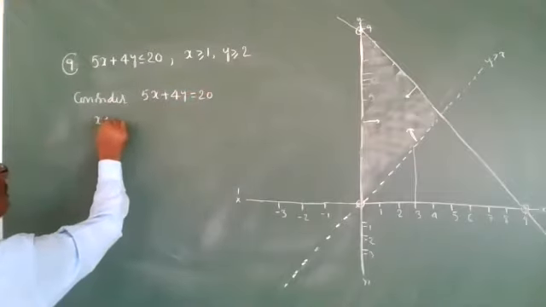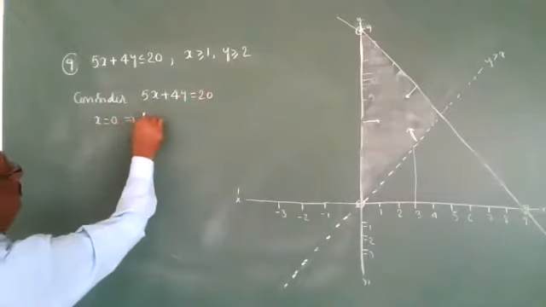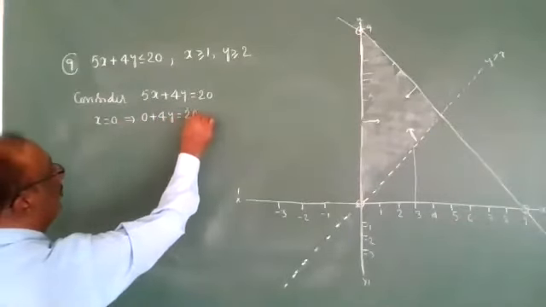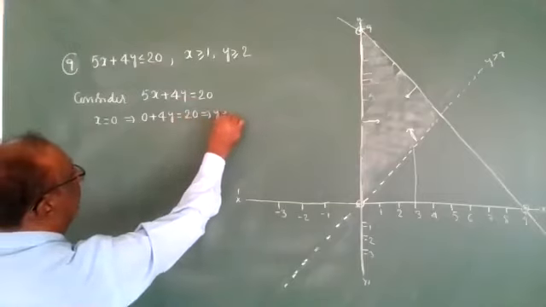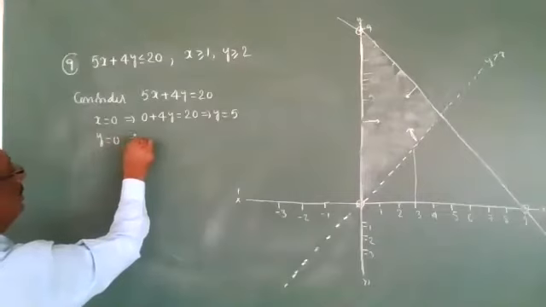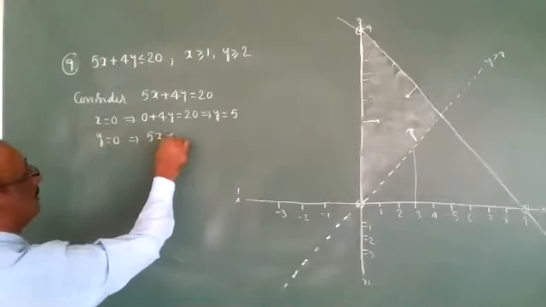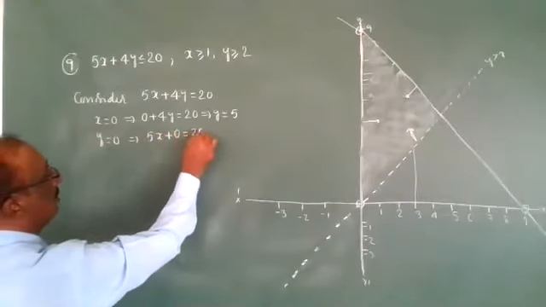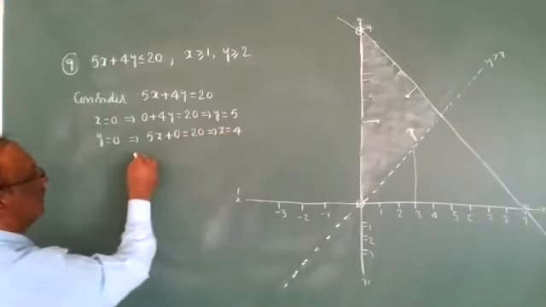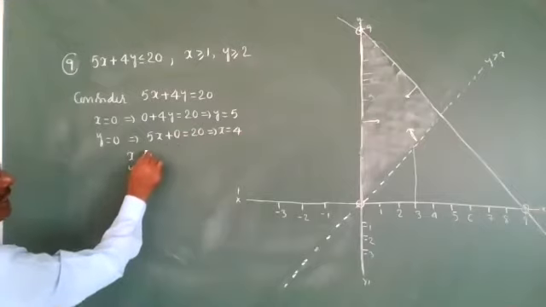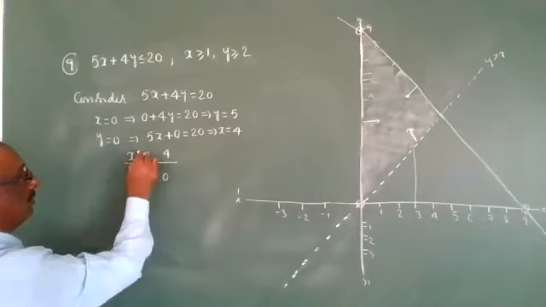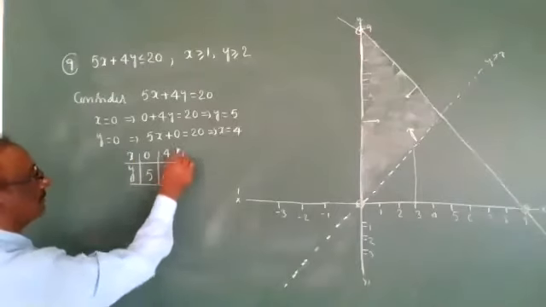Now put x is equal to 0. 0 plus 4y is equal to 20, so y is equal to 5. Next, y is equal to 0. Therefore 5x plus 0 is equal to 20, so x is equal to 4. Now draw the table: x 0, y 5; y 0, x 4. One table is completed.